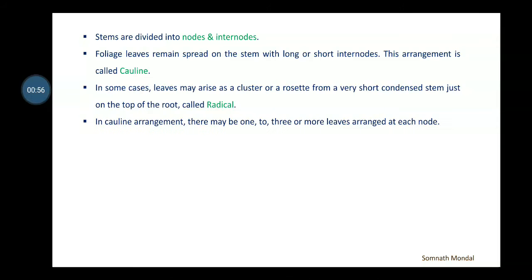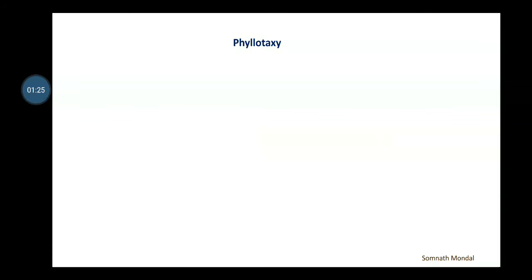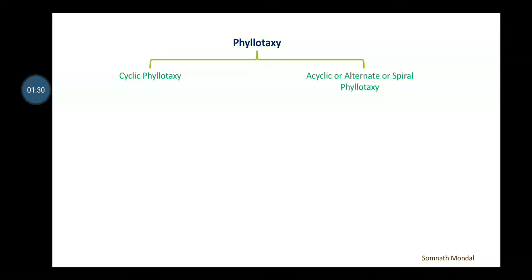In cauline arrangement, there may be 1, 2, 3 or more leaves arranged at each node. Phyllotaxy is the mode of arrangement of leaves on stem. Now, suppose this is a stem and it is divided into nodes and internodes. Phyllotaxy can be divided into two main types. One is cyclic phyllotaxy, another is acyclic or alternate or spiral phyllotaxy.